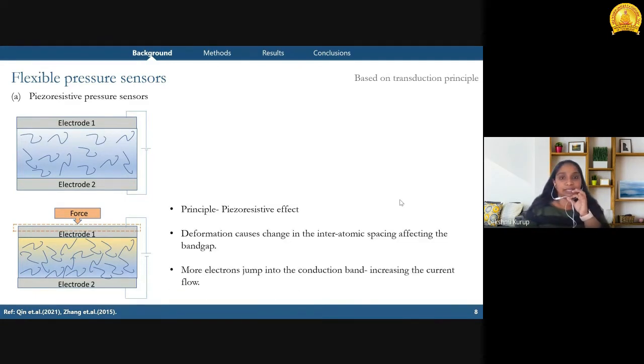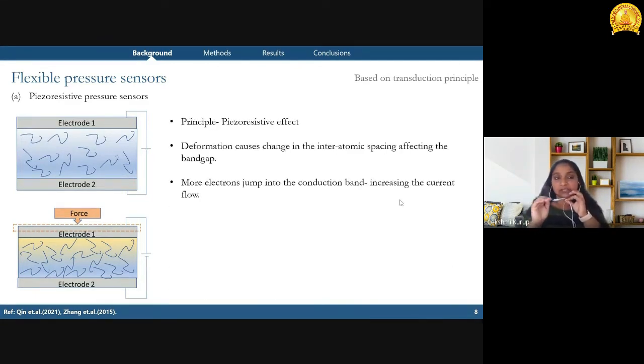So from the name, we can see it's piezoresistive. Piezo means pressure, resistive means resistance, right? So from the name, we can get an idea that when pressure is applied, some resistance change happens, right? So these piezoresistive pressure sensors work on the principle of the piezoresistive effect. That is, when a pressure is applied on the material, the interatomic spacing changes between the atoms, and this deformation causes a change in the interatomic distance. And as the interatomic distance changes, the band gap between the atoms reduces.